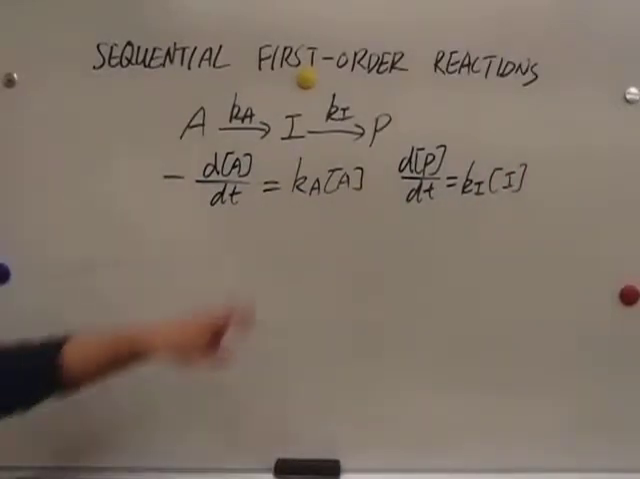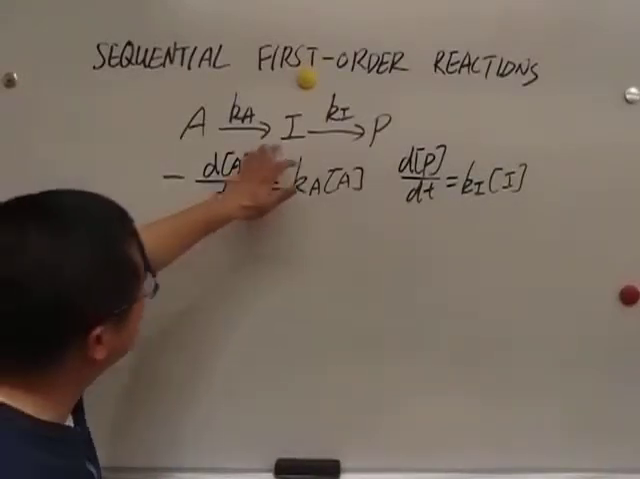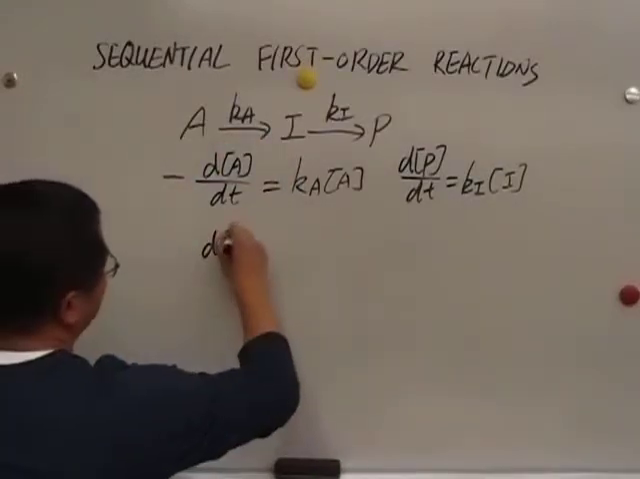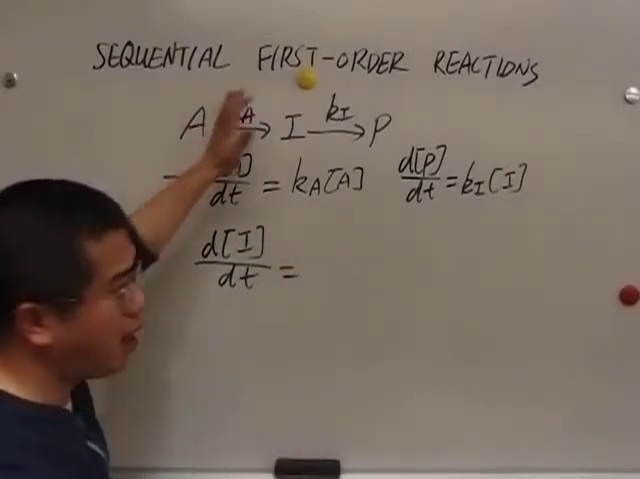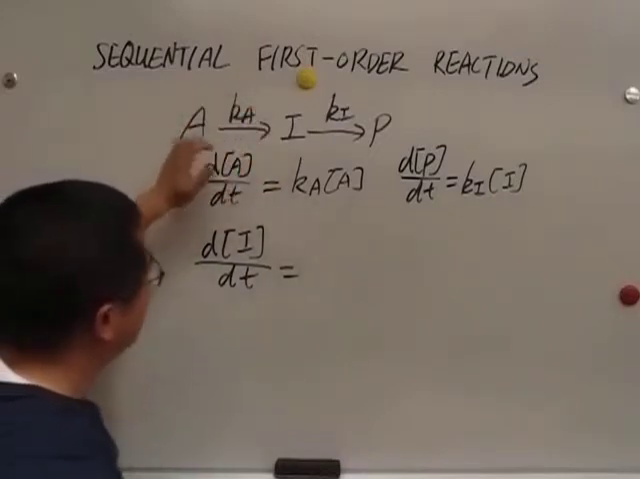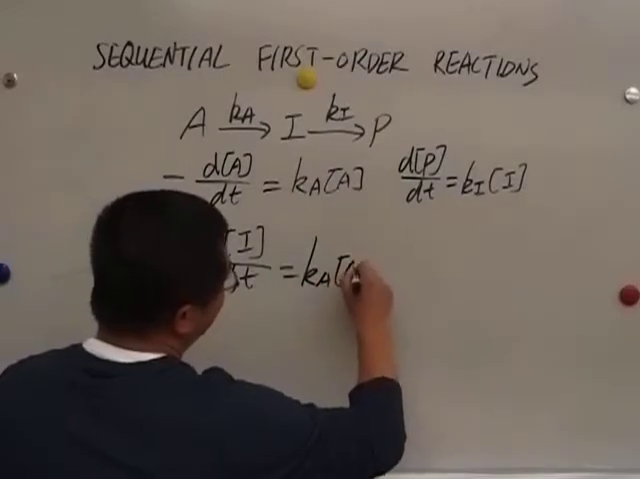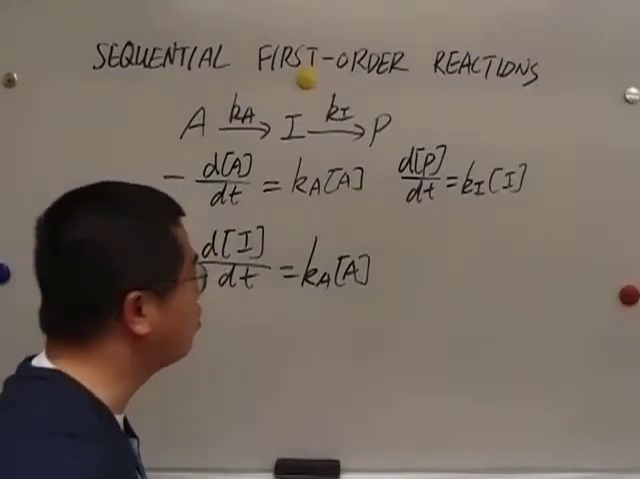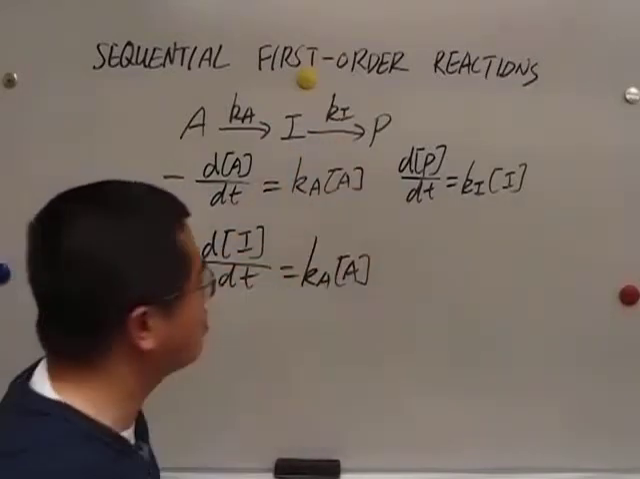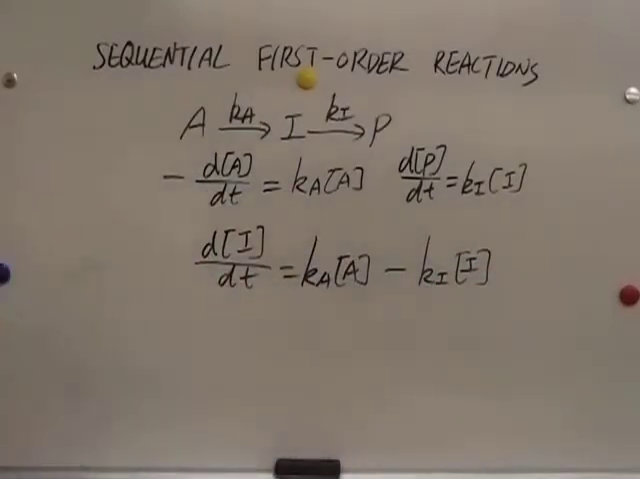And finally, we'll look at this I, the intermediate. I is produced in the first step. So we'll put a positive sign here. Again, the reaction rate of the first step is Ka times A to the power 1, assuming this is a first order reaction. And over here, I is consumed. So we got three differential equations.